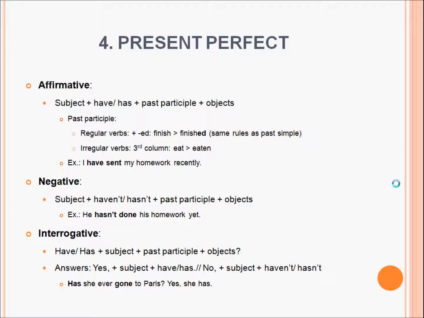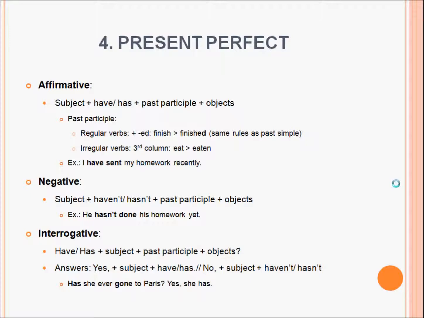In this case, we have to follow the same rules as past simple. And with irregular verbs, we have to learn by heart the third column. For example, from eat, we obtain eaten. An example would be, I have sent my homework recently. He enviado mi trabajo recientemente.